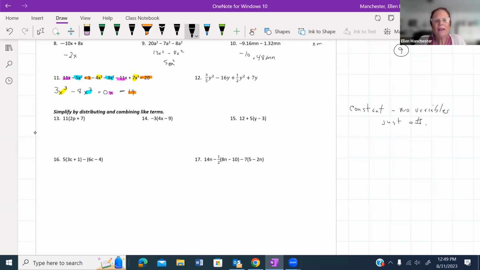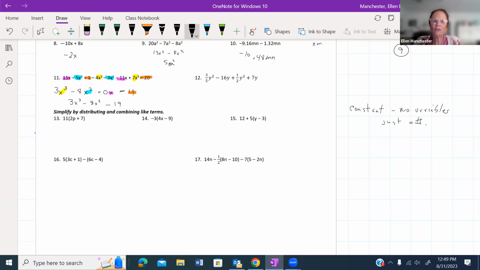Okay, so when something has a 0 in front, 0 times anything is 0. So I could rewrite this as 3x cubed minus 8x squared minus 19 because the 0x goes away.